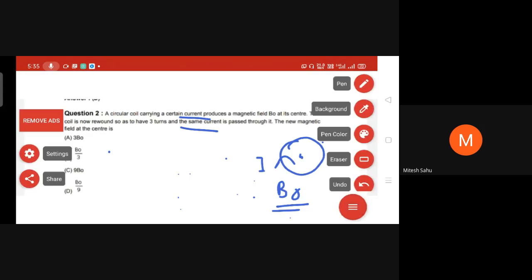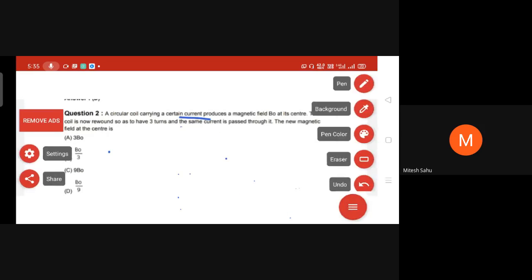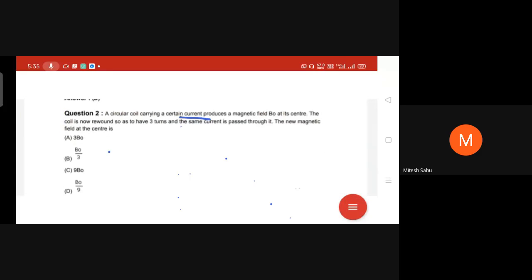So tell me, what is the expression for magnetic field at the center of the coil? Last time we have seen solved sums. Mu zero I by two R. Yes. So let me write here the expression for magnetic field at the center of the coil. It is denoted by B naught. So it's mu naught I upon 2R. So let us assume that initially the radius of the coil is small r.